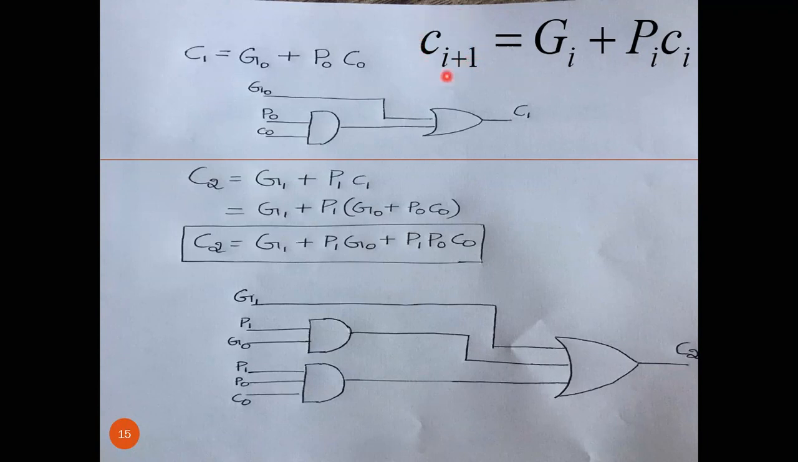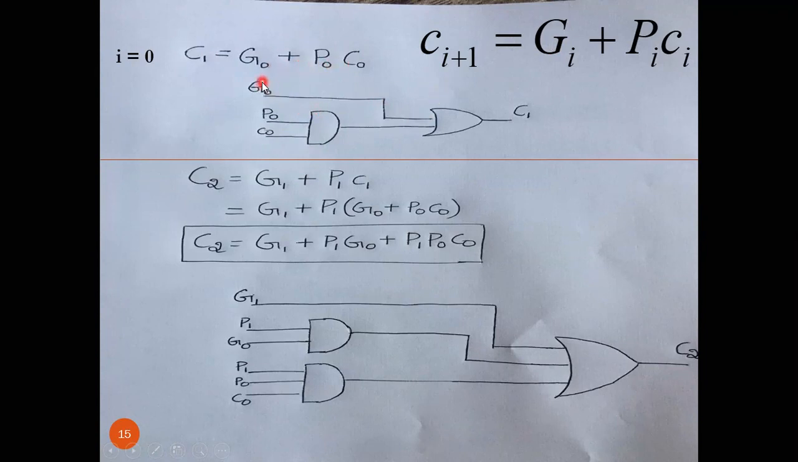So in order to get C1, I have to substitute i equal to 0 initially. When I substitute i equal to 0, it becomes C1 equal to G0 plus P0 into C0. So to produce C1, let us draw the circuit for this. I require one 2-input AND gate to produce P0 and C0, and one 2-input OR gate to produce G0 plus P0 into C0.